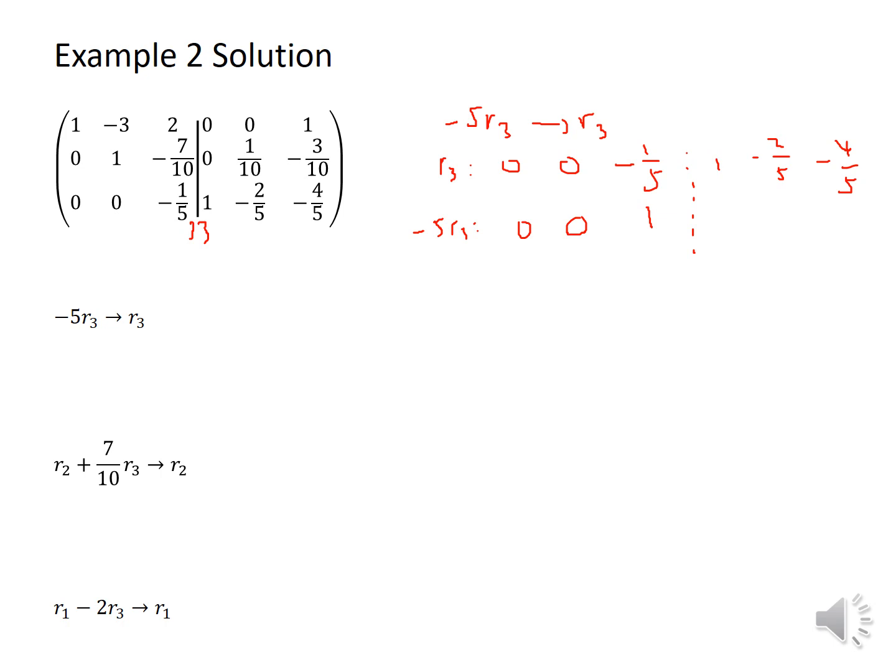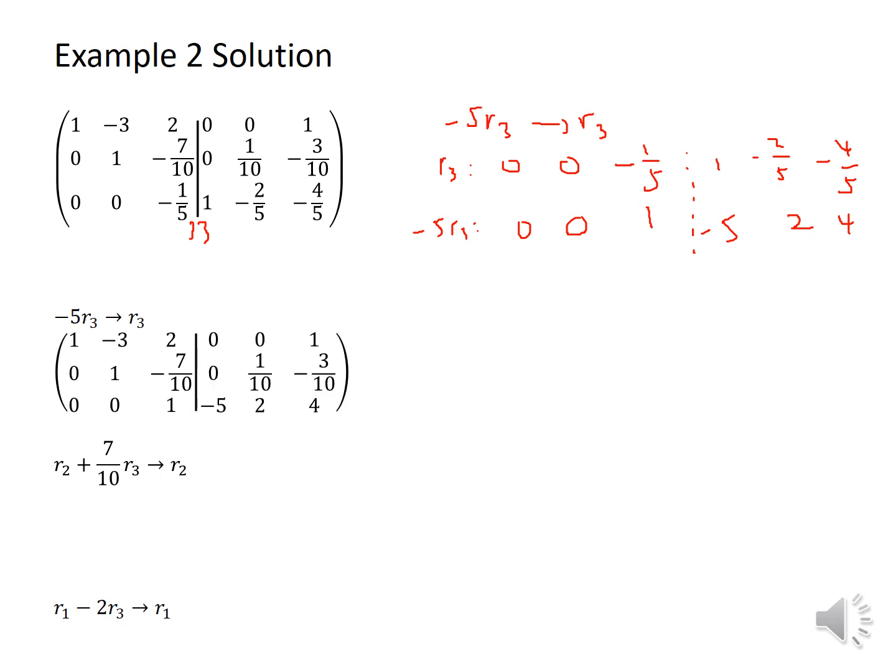So 0 multiply negative 5 is 0. And negative 1 over 5 multiply negative 5 is 1. And the rest, 1 multiply negative 5 is negative 5. 2 and 4. So this is a new R3. Now, the next element will be the negative 7 over 10. So the coordinate of this element is R2, second row, third column, 2 and 3.